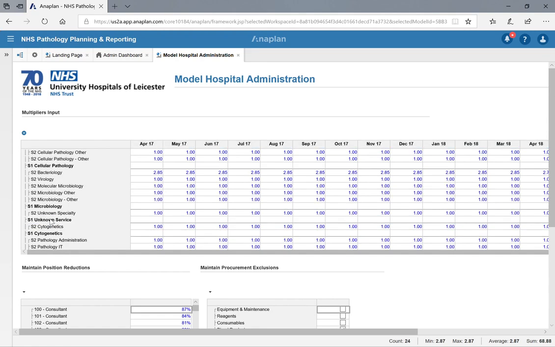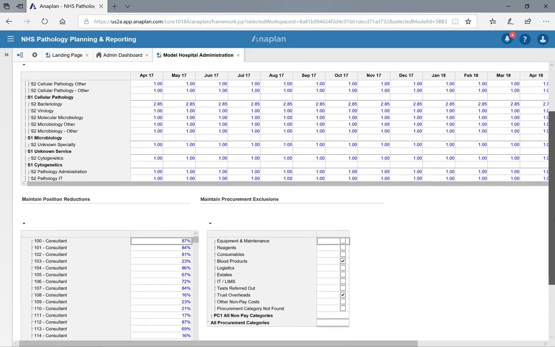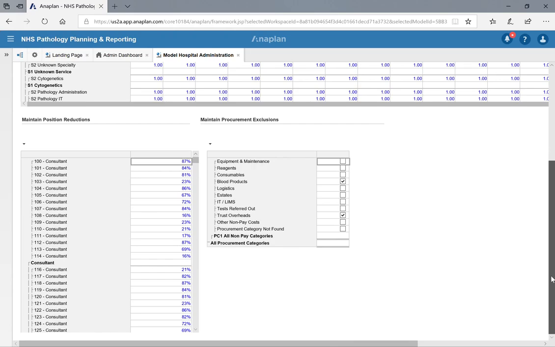Where trusts record all of their consultants and other medical staff pay cost and time against pathology, the Model Hospital Administration Dashboard allows a percentage of this to be removed to reflect the fact that these groups of staff spend a proportion of their time on clinical work. It is also possible to exclude certain non-pay categories from model hospital submissions, such as blood products and trust overheads. Note that these calculations and exclusions are all recorded, making the origin of the final NHSI figures completely transparent and reproducible.